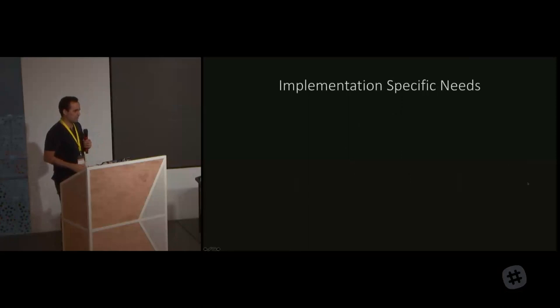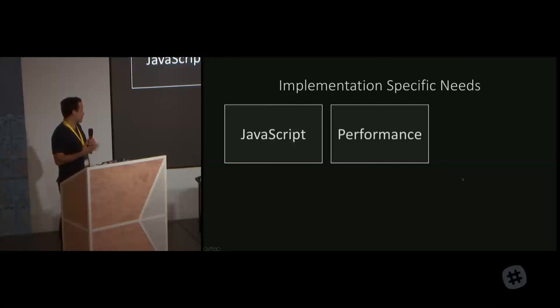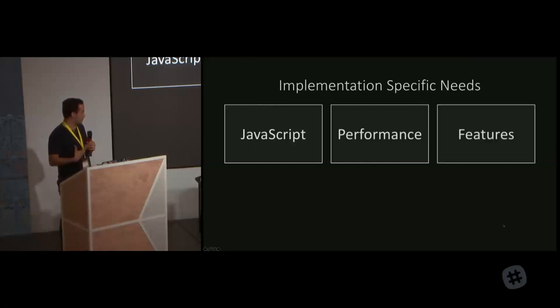There were a couple of needs we had that were specific to our implementation versus other end-to-end solutions. The first was that we needed it to be in JavaScript, because everybody on the team is primarily a JavaScript developer. Asking them to write tests in Java or Python is just not going to happen. Then performance. The test suites have to run quickly so that people will actually run them. After all, the mantra at Facebook is move fast. And the third one is features.